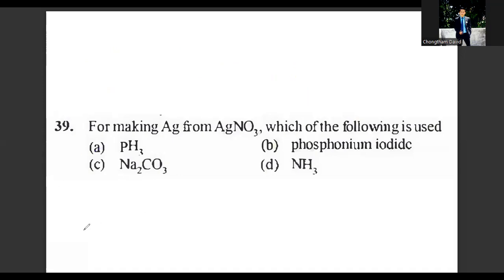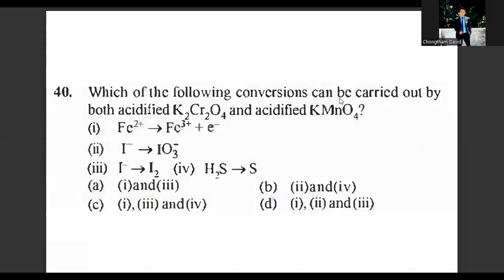Let us read question number 40. Which of the following conversions can be carried out by both acidified potassium chromate and acidified potassium permanganate? Iodide is converted to iodate by neutral or faintly alkaline permanganate ion. I can show you this reaction here. If you write down the reaction, KMnO4 generates MnO4 minus, and water is required for this reaction. It gives pyrolusite or MnO2, hydroxide ion, and iodate. So from this you can see that you can balance it later on.